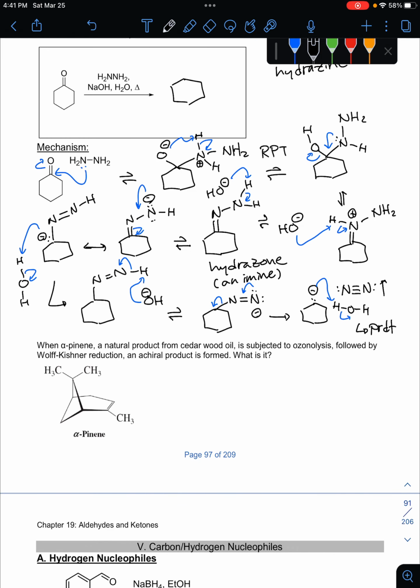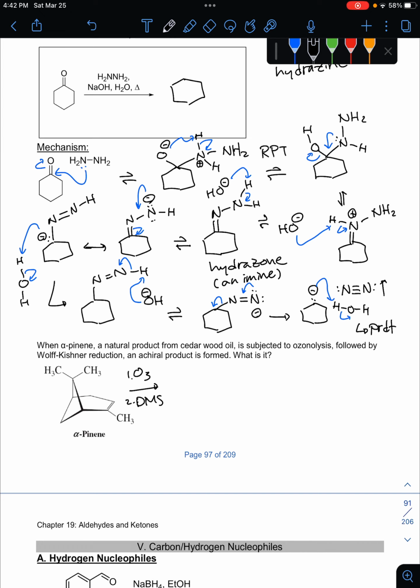And this could be useful, like I said, if your goal is to make an alkane compound from functionalized things. So here's an example where people have been able to make an interesting molecule from this natural product called alpha pinene. And just like the name suggests, this is like part of the smell that you notice when you're in a pine tree forest and whatnot. So this question's asking if this is subjected to ozonolysis first, and then Wolff-Kishner reduction, what would be the product?